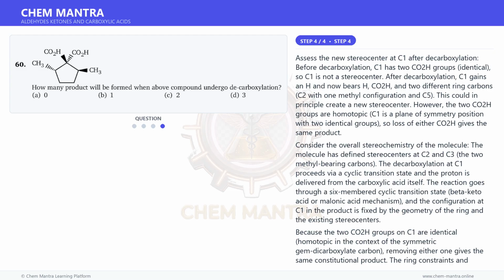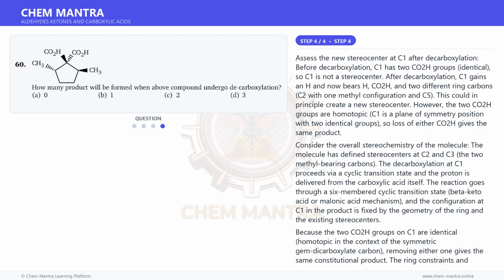Before decarboxylation, C1 has two CO2H groups, identical, so C1 is not a stereocenter. After decarboxylation, C1 gains an H and now bears H, CO2H, and two different ring carbons, C2 with one methyl configuration and C5. This could in principle create a new stereocenter. However, the two CO2H groups are homotopic. C1 is a plane of symmetry position with two identical groups, so loss of either CO2H gives the same product.